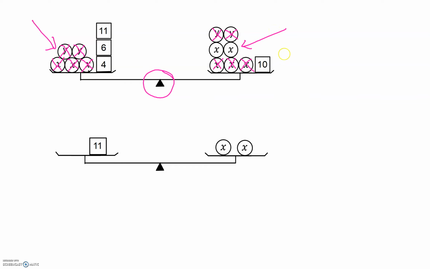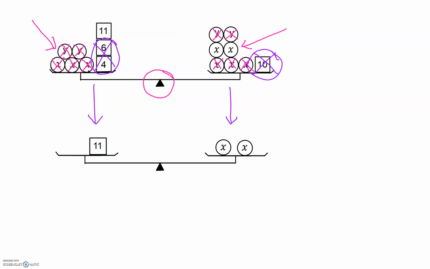I've got a box that's worth 10 on the right-hand side, and I wonder whether or not I can take that box away. I haven't got a box on the left-hand side that is worth 10, but I do have two boxes that are worth 6 and 4, and together they make 10. So if I take away both of those two boxes and take away the 10 box on the right-hand side, my scales are still in balance. I can't take anything else away now because there is nothing on the left or the right-hand side that is the same. But I know that what I'm left with, I'm still in balance.